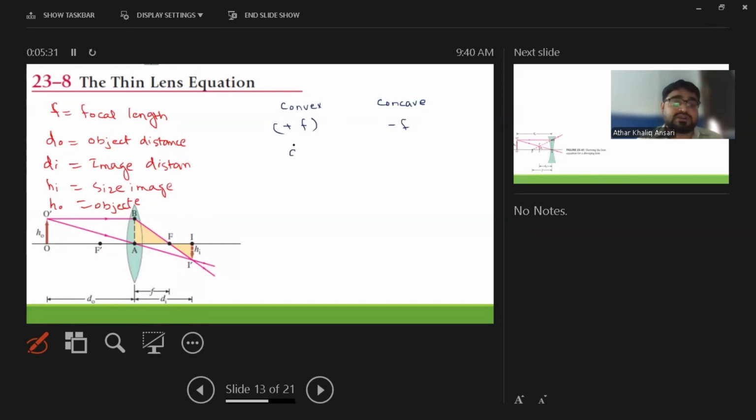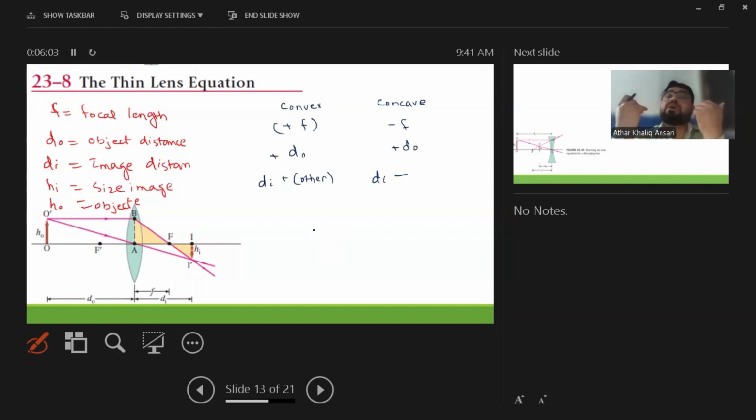The distance of the object is always positive for both lenses. The distance of the image is positive if it is on the other side of the lens. As you can see in the figure drawn here, the object is on the left and the image is on the right side, so this is positive. But if the image and object are on the same side, we say this is negative. So the distance of the image is positive if it is on the other side, and negative if it is on the same side.